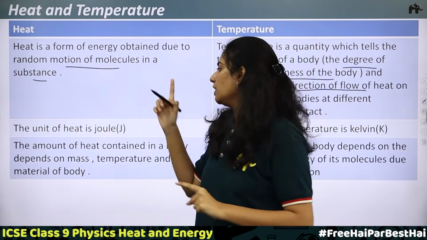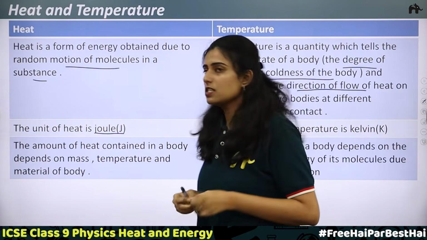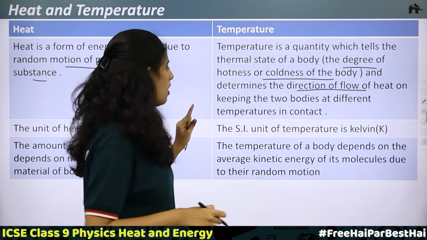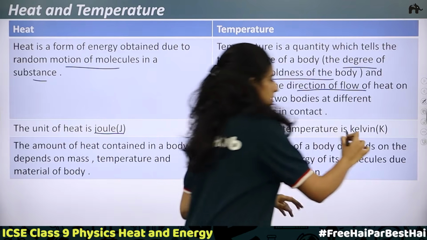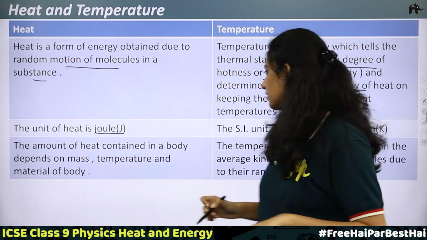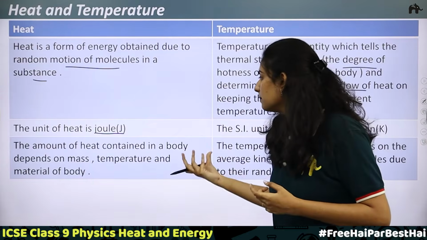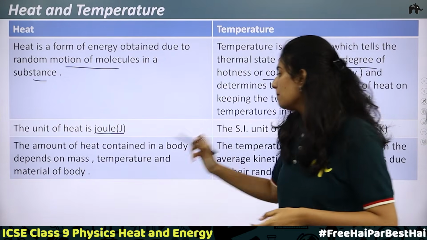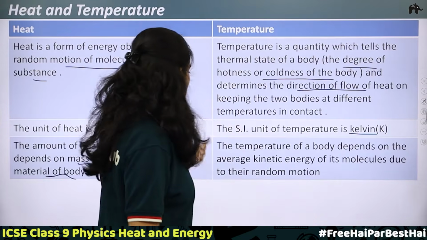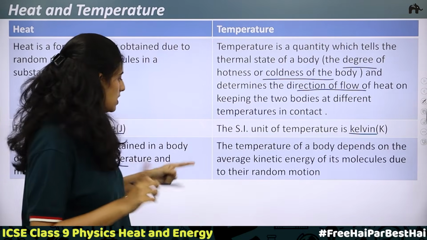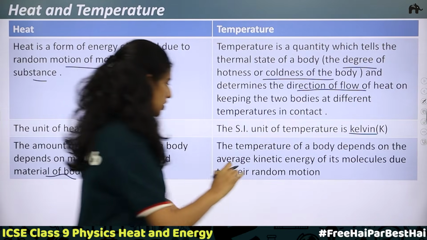Next, the units. Heat is a form of energy, therefore the unit of heat is joules. What about the SI unit of temperature? The SI unit of temperature is Kelvin, represented by capital letter K. Next, the amount of heat depends on the mass, temperature and the material of the body. When it comes to temperature, the temperature of a body depends on the average kinetic energy of its molecules due to the random motion.